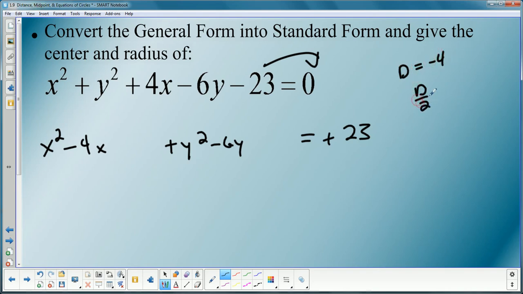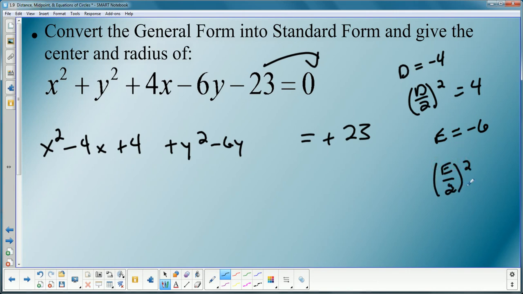So d over 2 squared is going to give me a positive 4, because negative 4 divided by 2 is negative 2. Negative 2 squared is 4. So that's the first piece I'm going to add to both sides. Okay, the other thing we said was e is negative 6, and we're going to take e over 2 squared. So negative 6 divided by 2 is negative 3, and negative 3 squared is 9.